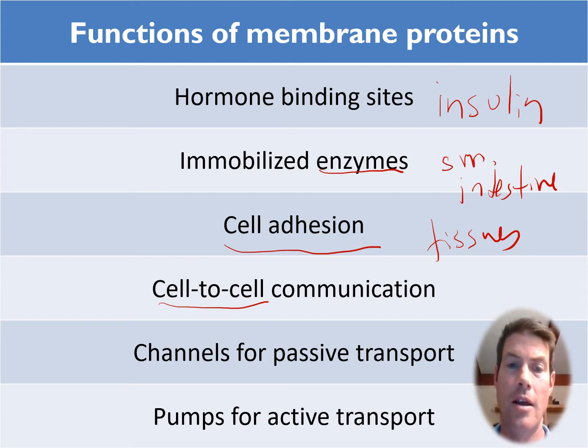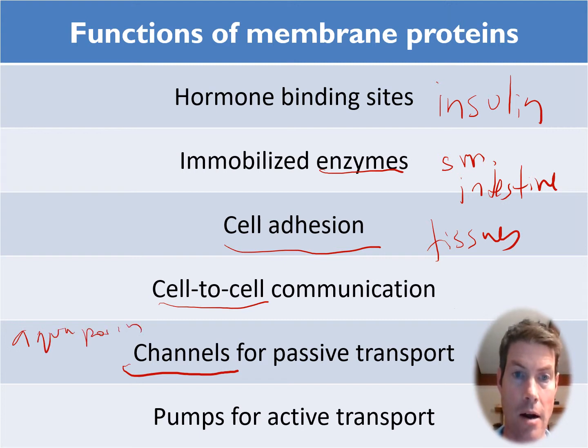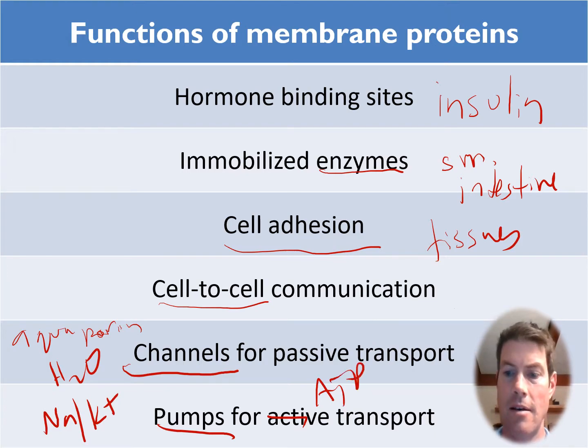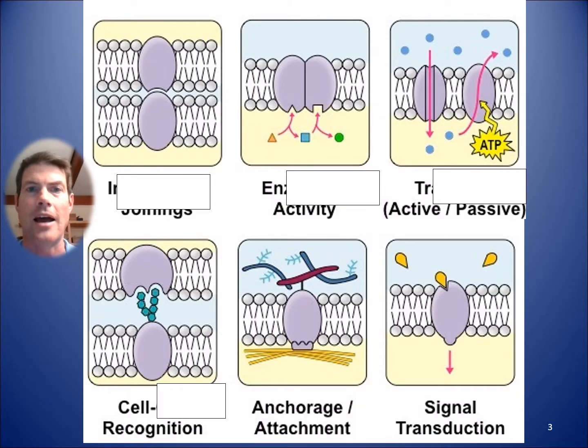I mentioned before, while you want to create a barrier, you have to get stuff through it. So you have channels for substances to move through. Aquaporin is one, right over here. Aquaporin, and you might guess what it's used for. It's used for water. And pumps for active transport, and we'll get to this later. Sodium-potassium pumps, active transport using ATP. And this next slide, you got a nice little diagram showing all this.